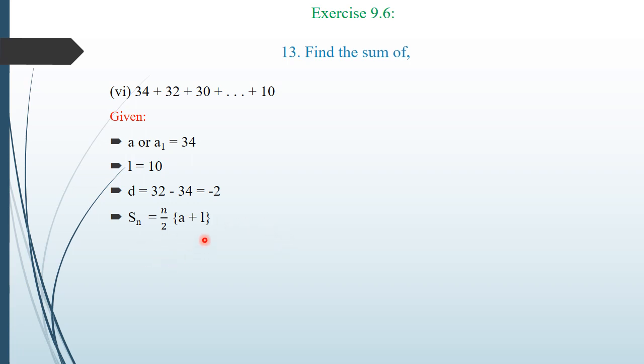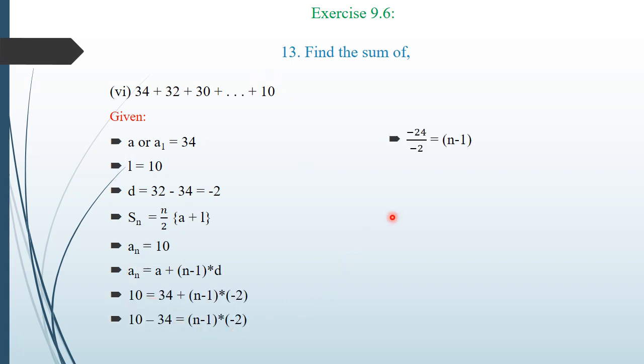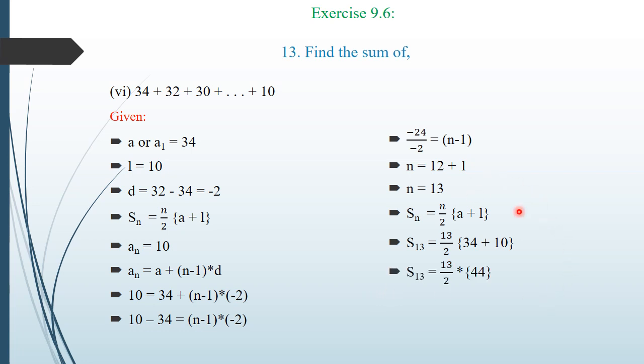Therefore, Sn is equal to n by 2 into a plus L. This formula we know. Again, we do not know n, at which location this 10 is present. Therefore, again considering this 10 as an, I'll calculate n here. Substituting all the known values and solving it for n, I get the answer as 13. Means this 10 is present at the 13th location from beginning. Therefore, applying the same formula again and substituting all the known values, I'll get the answer, that is S13 is equal to 286 here.